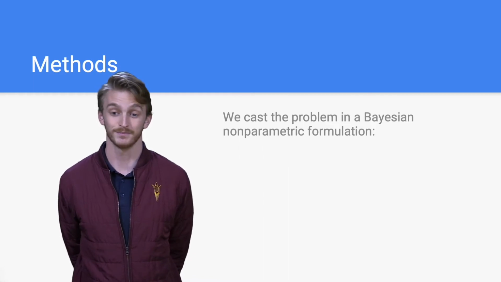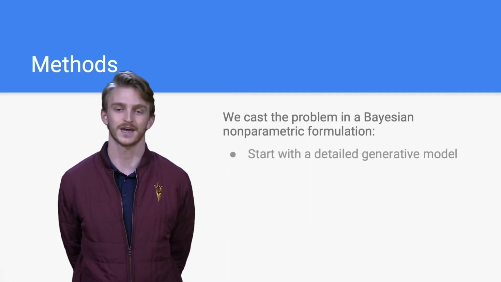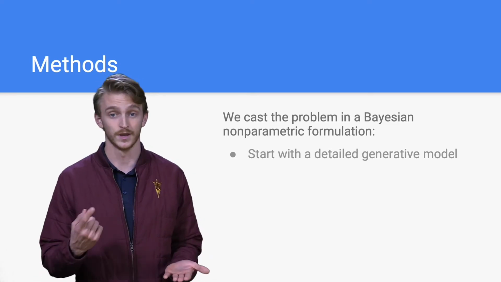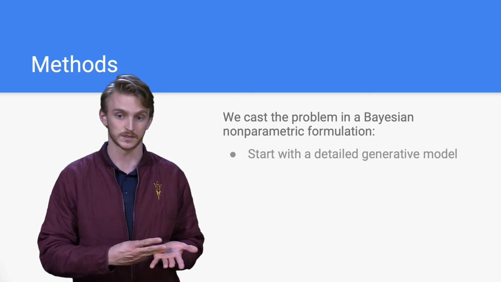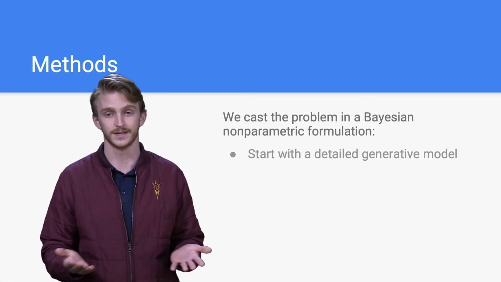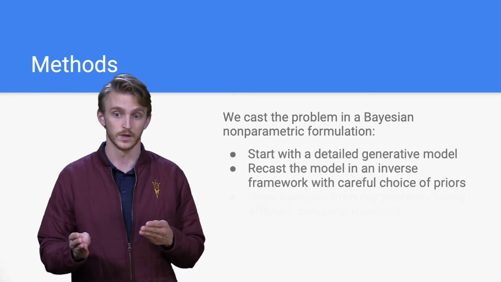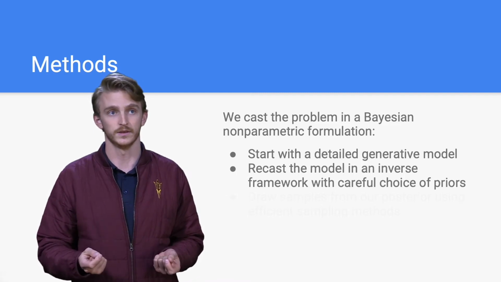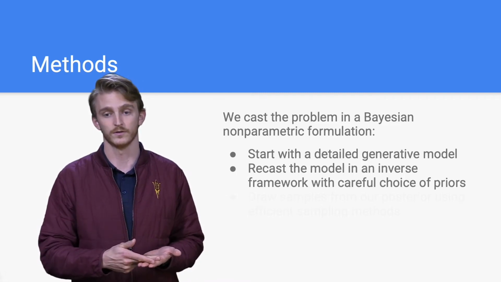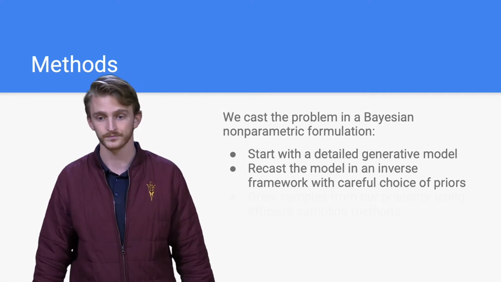The Bayesian nonparametric formulation is outlined like this. We start with a detailed generative model that explains how the parameters, and particularly the number of fluorophores, the brightness of the fluorophores, the transition kinetics, they all give rise to the data that we see. Then we use Bayes' theorem to create an inverse model, which allows us to sample the parameters that we care about from the posterior of the parameters given the data.